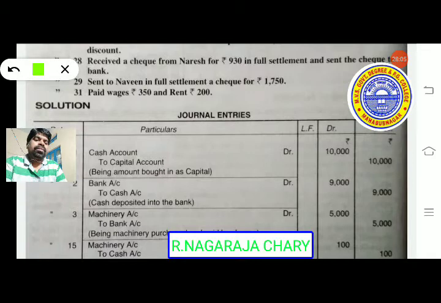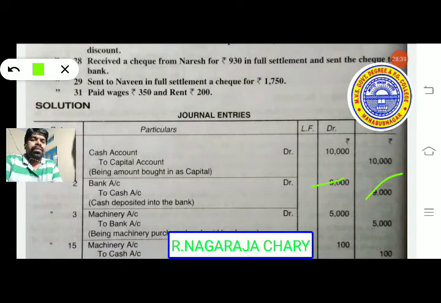According to real accounts, we have to debit what comes in, credit what goes out. So, cash is going outside. That is why 9,000 rupees is to be debited to the bank and 9,000 rupees is to be credited to cash. For that, we have to write a small description, that is the narration: cash deposited into bank. Earlier also, being amount brought in as capital. Like that we have to write a small description, the narration. This narration is recorded to remind us forever.